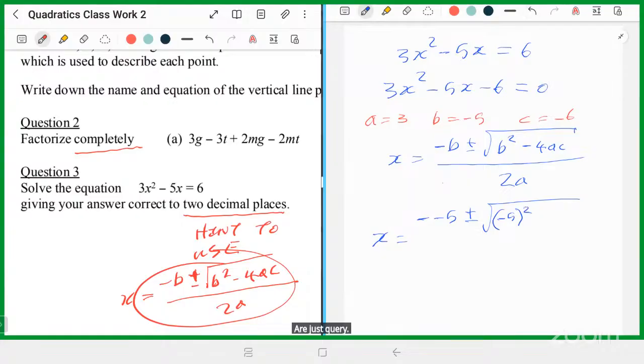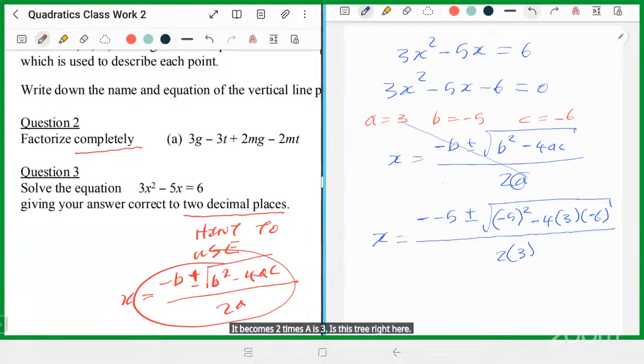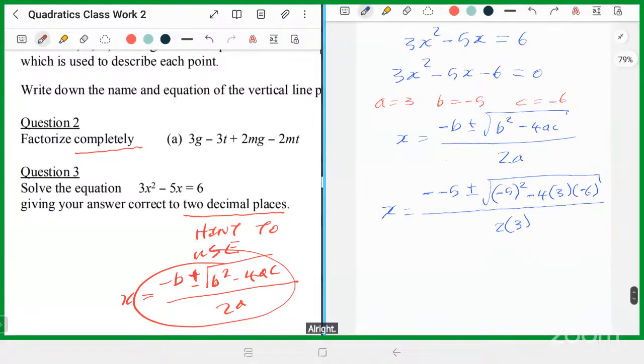Then put on this minus 4, I should say. Then the a is this 3 right here. Then the c is negative 6. And remember, you put in everything over 2a, 2 times a. It becomes 2 times the a, which is 3. The a is this 3 right here. Alright, and let's simplify that down.